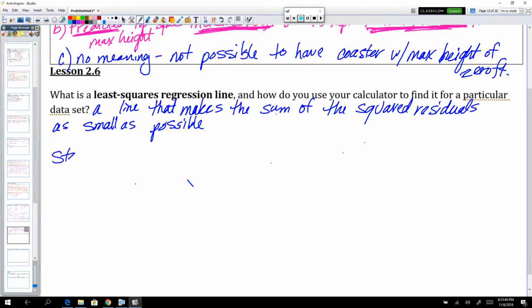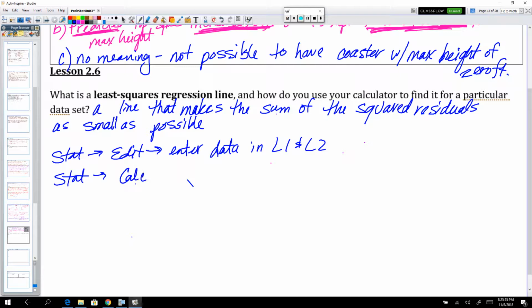we Stat, Edit, enter data in list 1 and list 2, and then we Stat, Calc, linear regression of the format A plus BX, and that's choice 8.